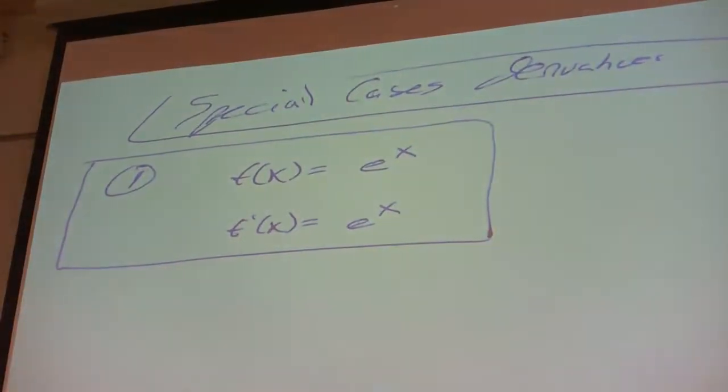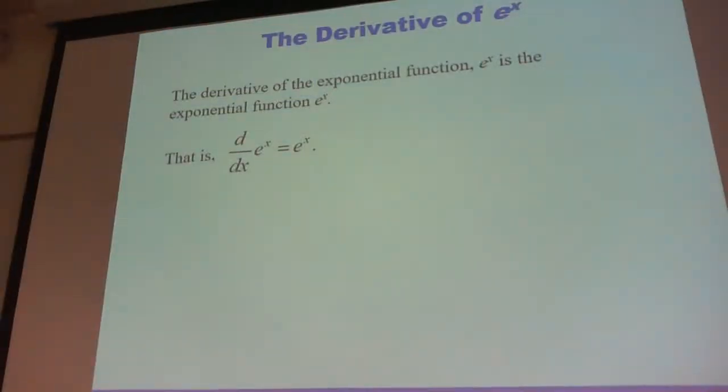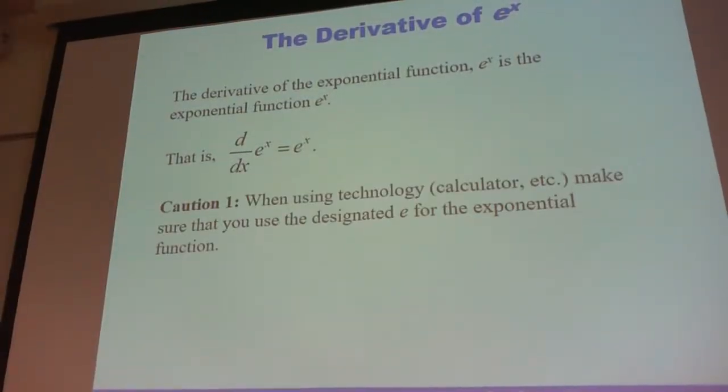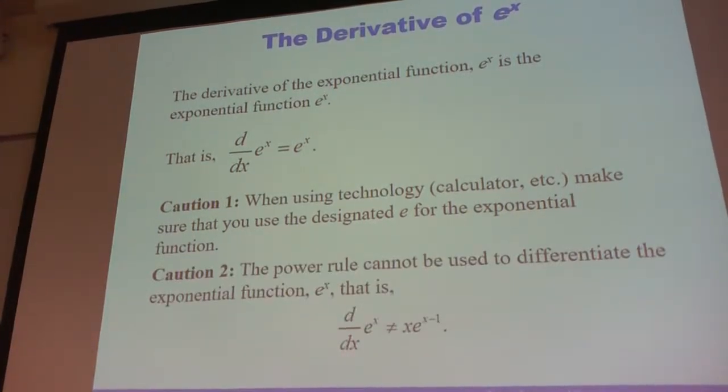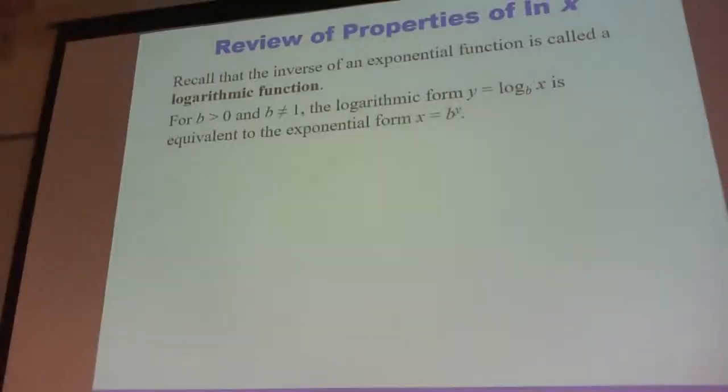Are we liking this section so far? The derivative of e to the x is e to the x. And we're going to keep a list on the side of all the ones I want to point out, and then we're going to use them, just like everything else. Good? So the derivative of e to the x is e to the x. Be careful when using the calculator: use the E button and not the power rule. E is special. Okay?